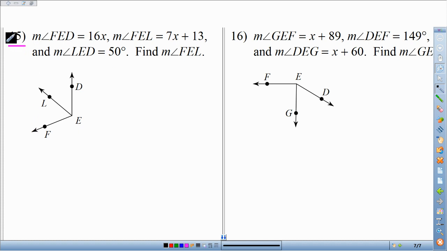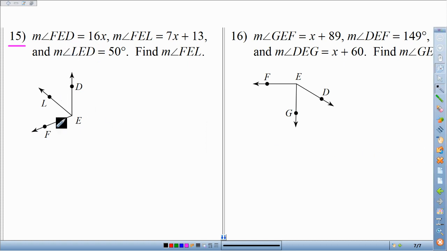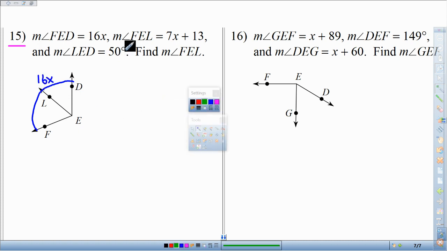I'm going to do number 15. So first things first, they're saying that angle FED is 16x. So FED, that's the entire angle. Just to represent that, I'm going to put an arc over the whole thing and say that thing's 16x. From here, it's saying that angle FEL is 7x plus 13. So FEL is this little one right here, 7x plus 13. And then last thing, angle LED, which starts at L, goes around E to D, is 50.